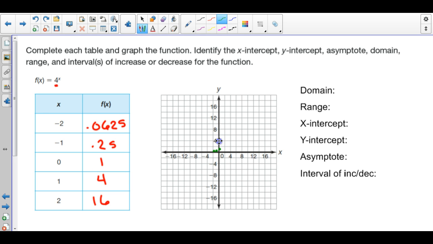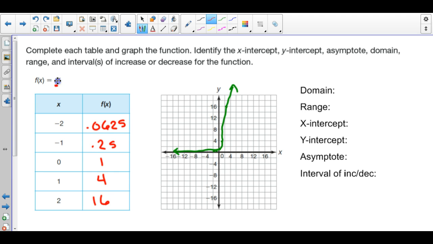And then when we get to 1, it's at 4. And then when I get to 2, I'm at 16. And again, keep in mind, we're counting by 2, so I'm going to go all the way up here at 16. And I'm going to try to draw on this curve. It's going to be kind of ugly. And it's going to go straight up from there, and I'm going to throw an arrow here and an arrow here. So now that we have the graph, this is an exponential growth function.